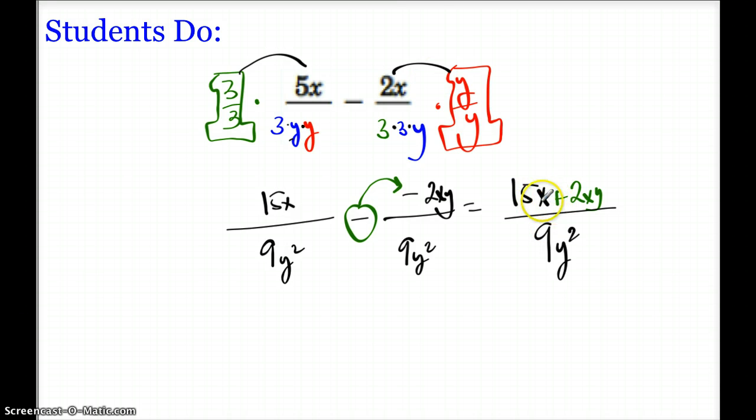Now, these both have an x here and an x here. I could factor that out, and that's about all I can get out. But this one doesn't have an x, so there's no point in taking out that x. We could leave it just the way it is.